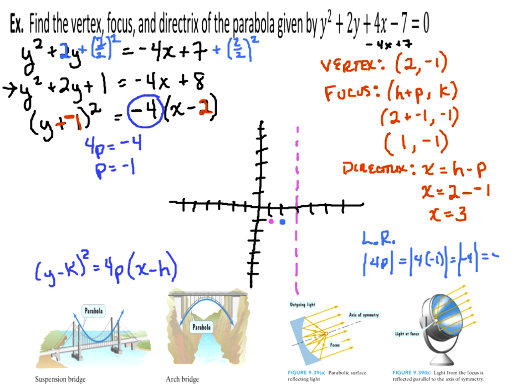Now we just need to find a couple other points, and we'll do the endpoints of the latus rectum. So that's absolute value of 4p is equal to the absolute value of 4 times -1, the absolute value of -4, which is 4. Okay, so since this particular parabola is situated so that it's going to open left, we actually want to move 2 units up and down from the focus. So 2 units up from the focus is at 1, 1. 2 units down from the focus is 1, -3. And I'm ready to graph.